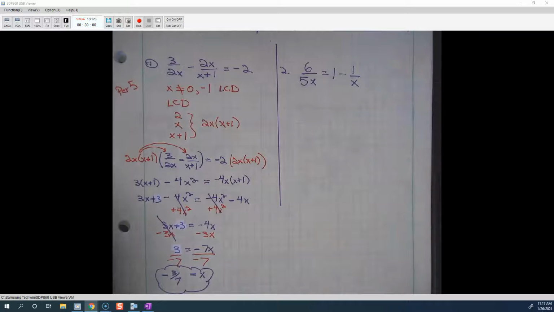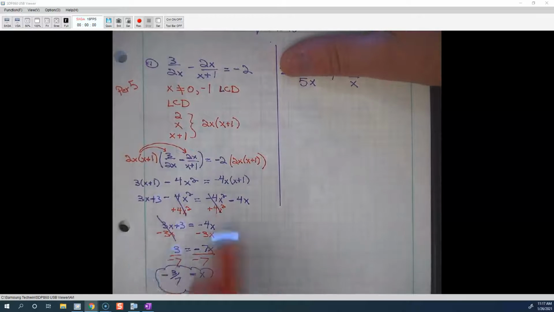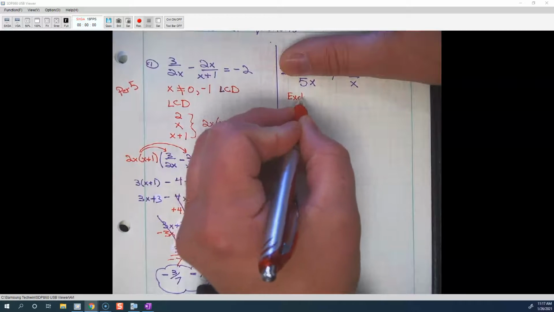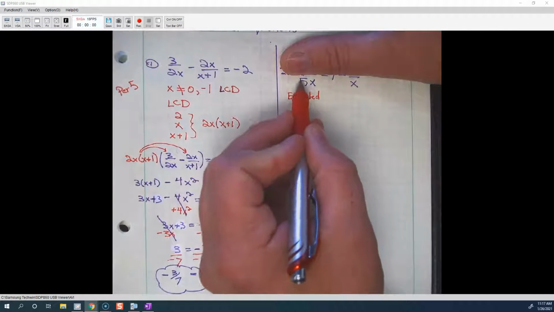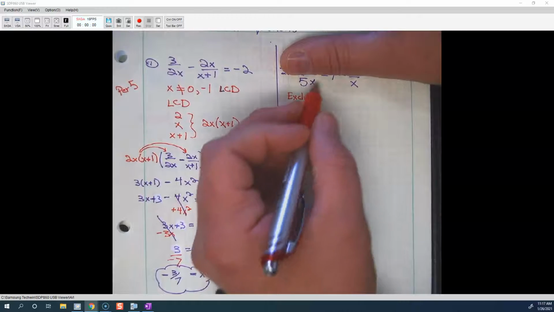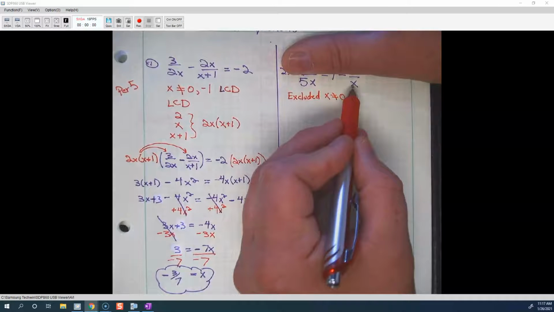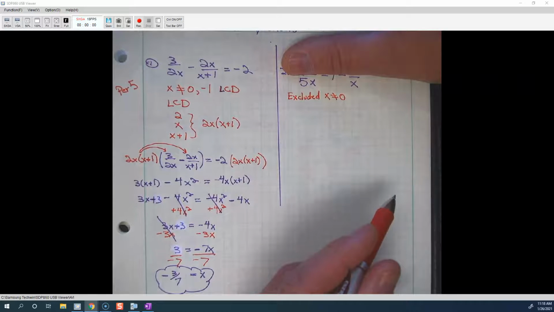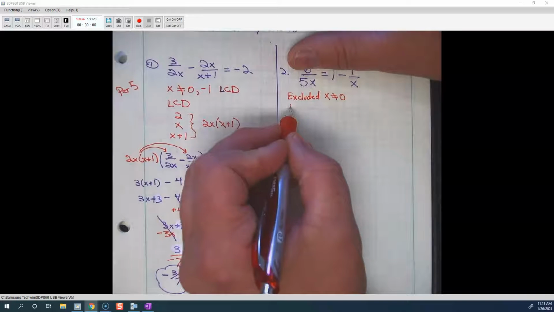All right, so the first thing is excluded values. That's whatever makes the denominators zero. Okay, so in this case, if x was a zero, this denominator would be zero. So that's not allowed. And the same value would make this denominator zero. So that gets excluded.